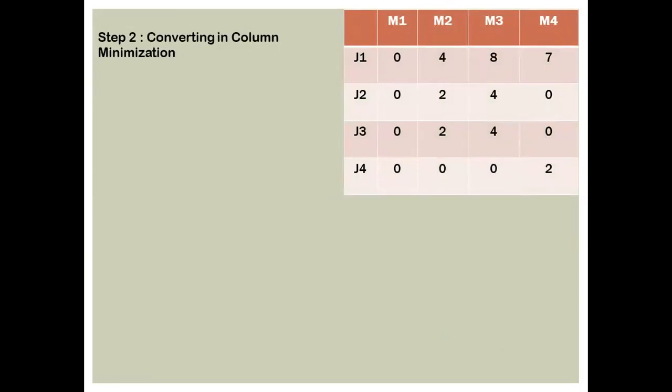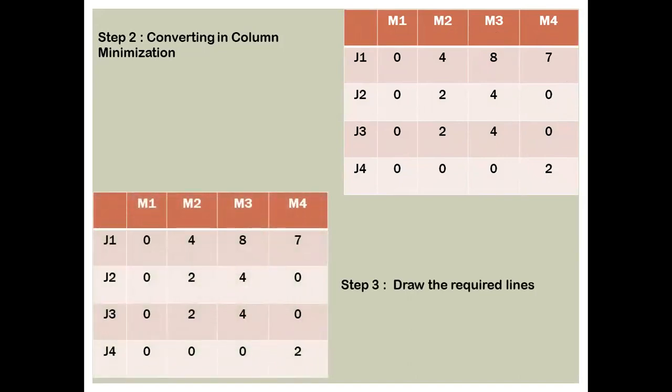So I hope the concept is clear up till here. Before we draw the lines, always check class whether in each row and in each column there is at least one zero. So the condition is satisfied. So moving forward with the next concept of drawing the required lines. The concept is covering maximum zeros by drawing minimum lines.